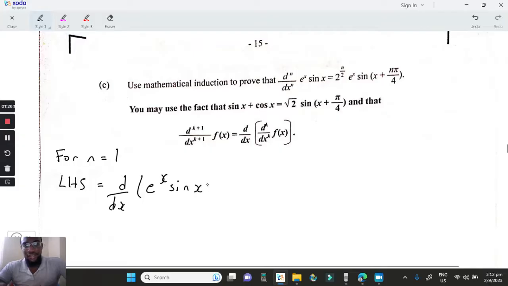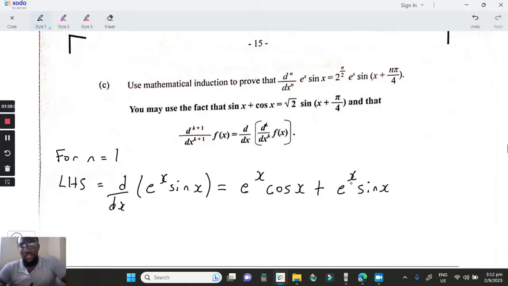sine x. Alright? So in that case now, when we differentiate e to the x sine x, we use product rule. We keep the first times the derivative of the second, or differentiate sine, we get cos, plus keep the second times the derivative of the first. So in that case, if we factor out e to the x, this is e to the x in bracket sine x plus cos x. That's for n equal 1.